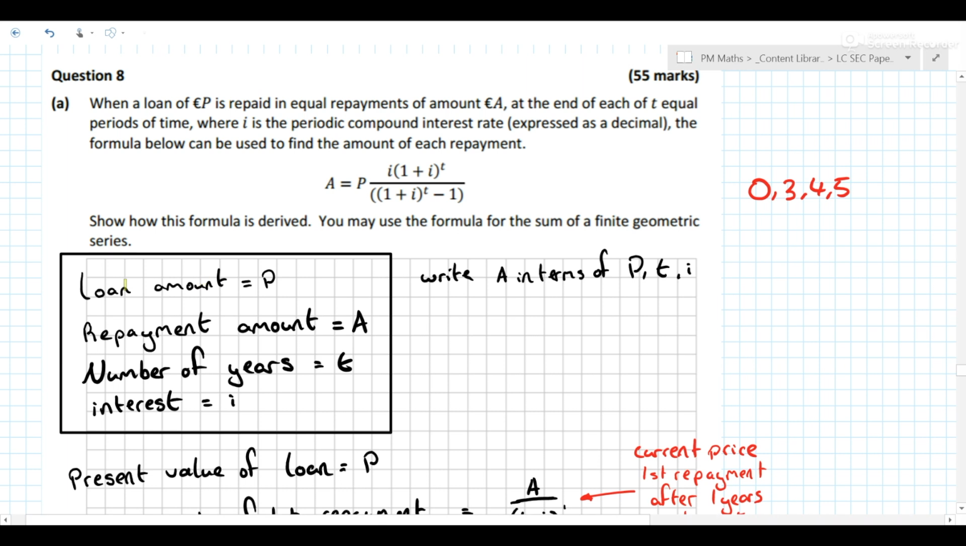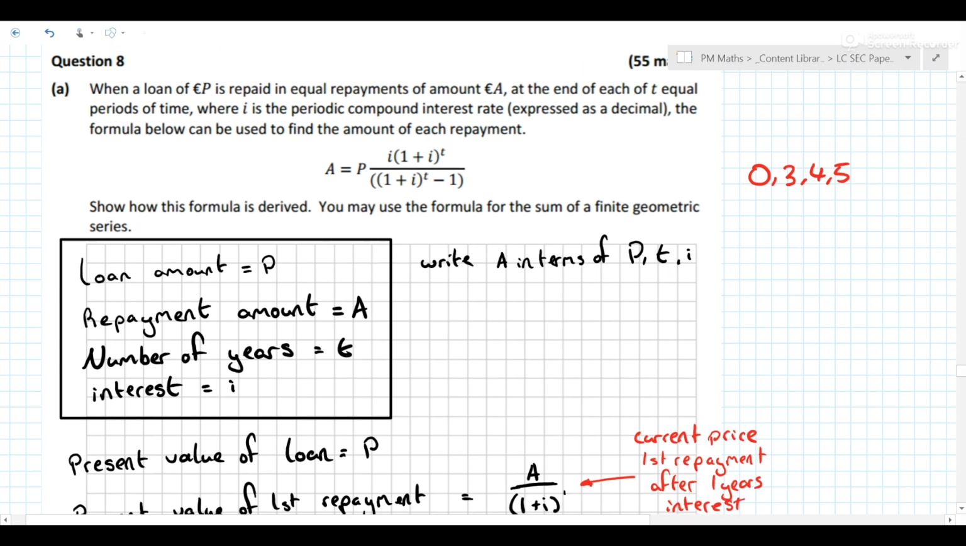Okay, so we know the loan amount was €P. It says it in the question. The repayment amount is €A. Each repayment is A. The number of years is T, or the number of repayments is T, and the interest rate is I. Write A in terms of P, T, and I.